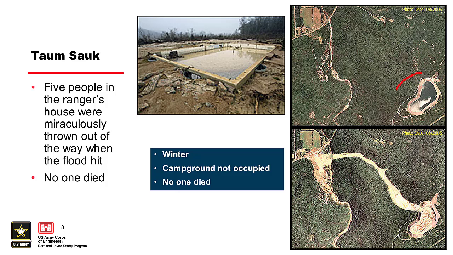The upper photo is an aerial prior to failure. This is the ring dike. And to point out, the ranger's house was down here, and there was a campground immediately downstream as well. The lower photo shows a time after the breach, an aerial. Here was where the ring dike was. The flood wave continued on this path, and you can see that it caused major disruption downstream in the campground area, as well as at the ranger's house.